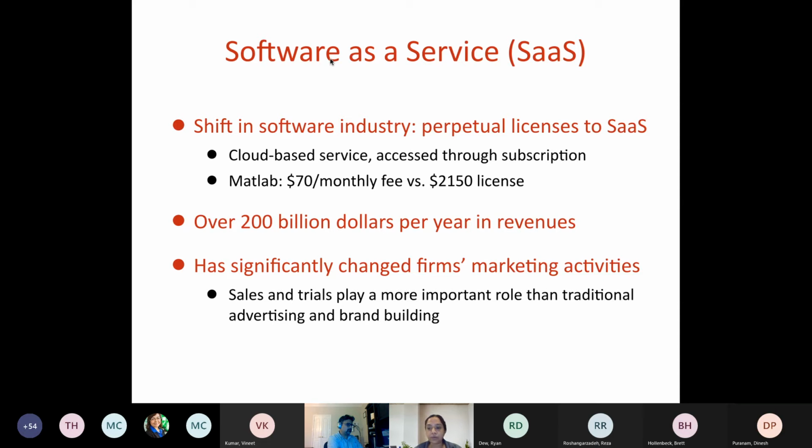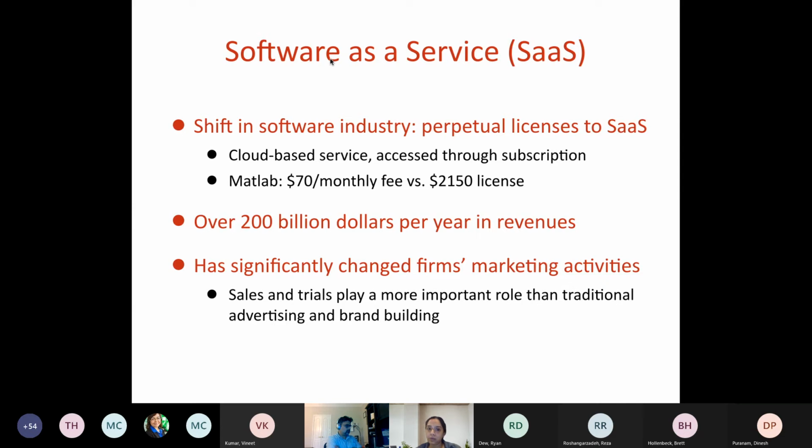Many of the softwares which were previously available for perpetual licenses are now almost exclusively, or sometimes in both formats, available as cloud-based services. You pay a monthly or an annual fee, and you end up getting access to the software, and you can continue using it as long as you have subscribed to it. MATLAB, for example, has something close to a $60 or $70 monthly fee, depending on how you pay it, for which you can access MATLAB, but they also have the usual older perpetual license. This is one of the biggest shifts which has happened in the industry.